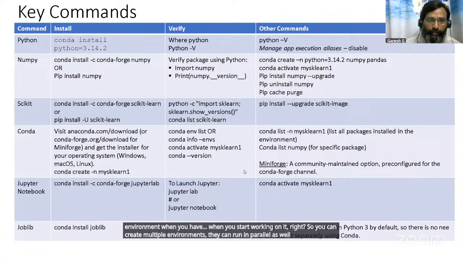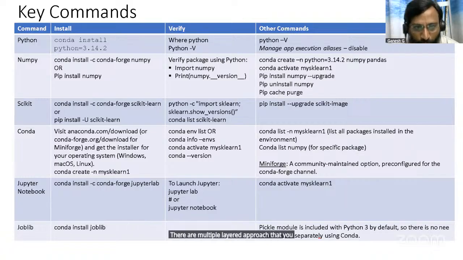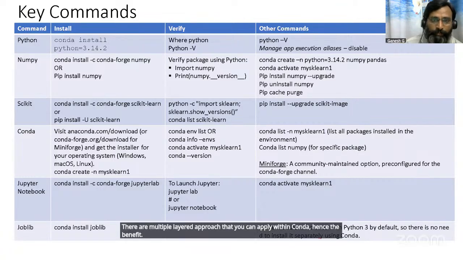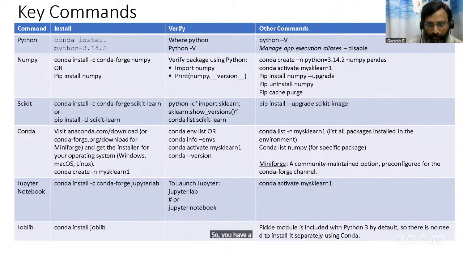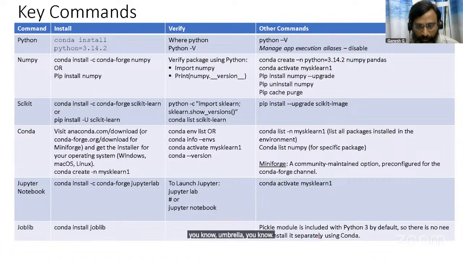You can also create the command center for all your environments too. So you can have one environment and Conda controlling all your environments as well. So there are multiple layered approaches that you can apply within Conda, hence the benefit. So you have different machine learning problem statements, machine learning projects going in parallel, being controlled by the umbrella command center. Okay.